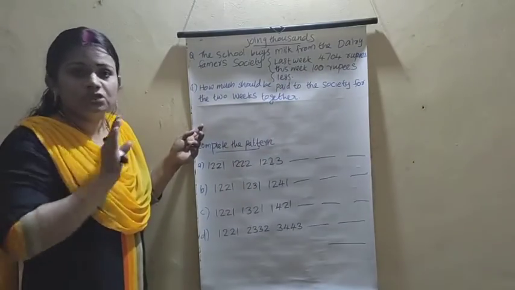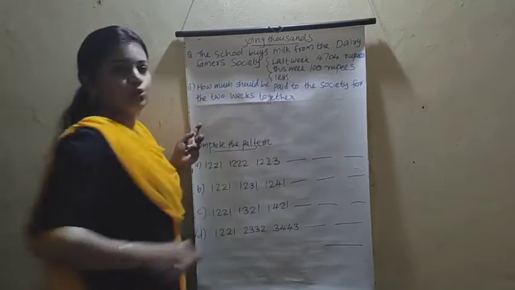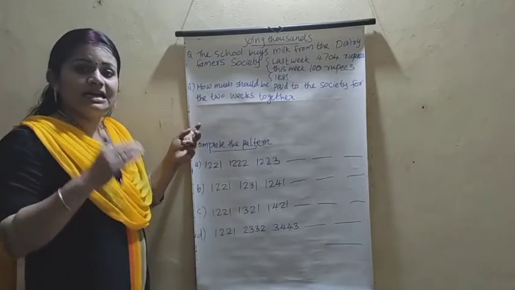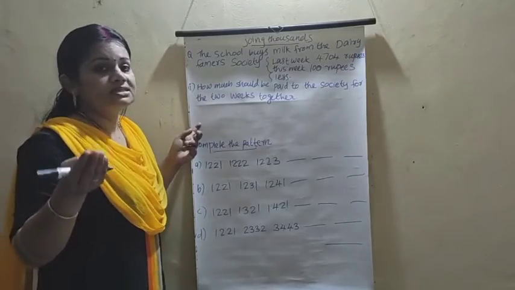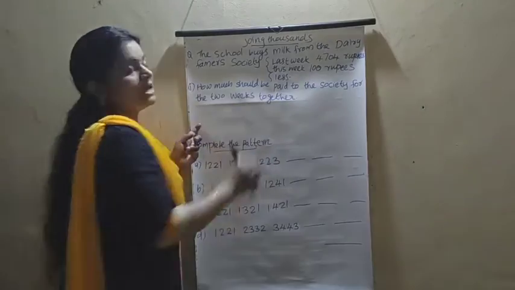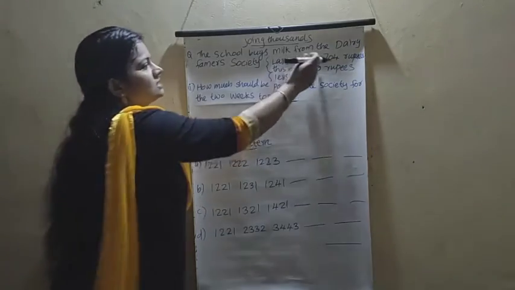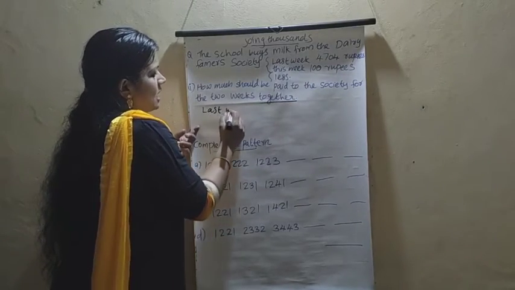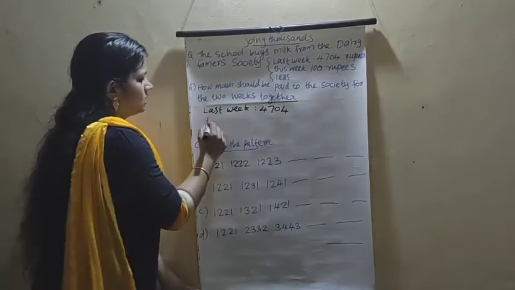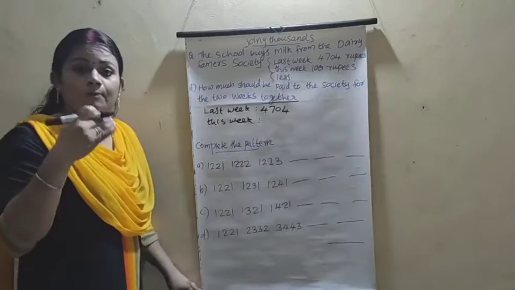This week's amount is not given, only that it is 100 rupees less than last week. Understood? 100 rupees less than last week. Less means less than, so you do subtraction. Then what is the question? How much should be paid to the society for the 2 weeks together? Read this: together. Last week's amount, 4,704, is given. This week's amount is not given. How to find it? Only this hint: 100 rupees less.